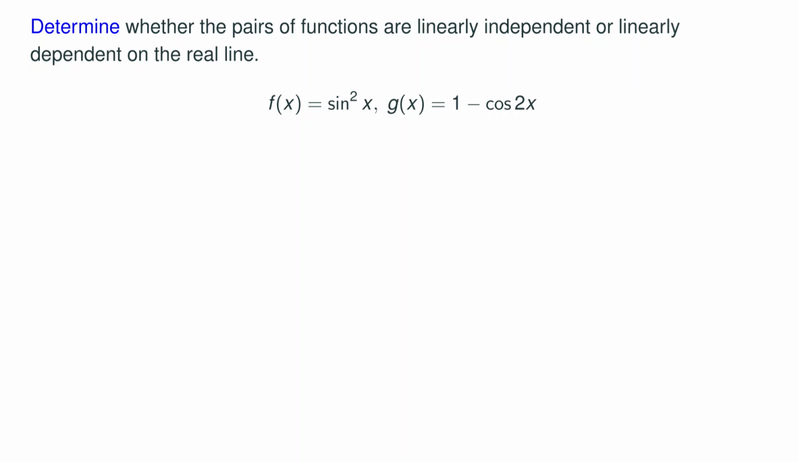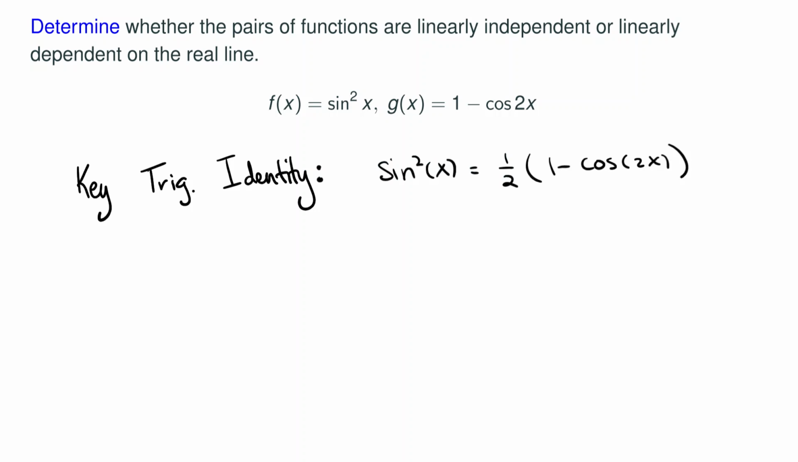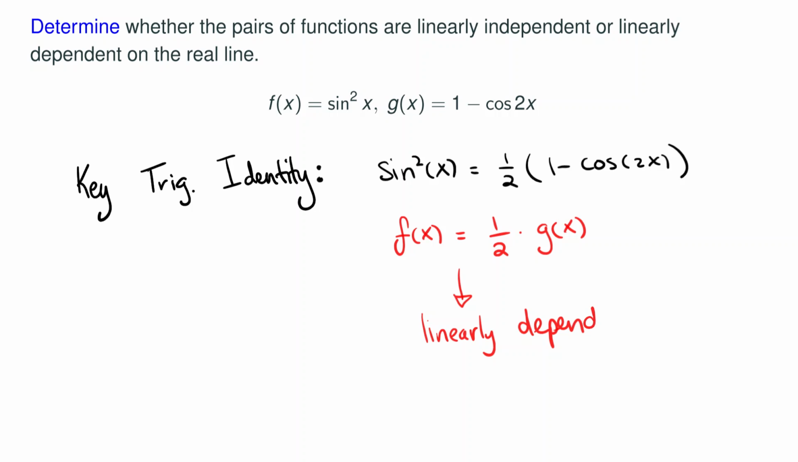And in order to answer that, we'll want to remember for this particular problem a really nice trig identity: that sine squared of x is equal to 1/2 times 1 minus cosine of 2x. So from this trig identity, we know that I could write f of x as 1/2 times g of x. By this, they are defined to be linearly dependent, because I can write one as a constant multiple of the other.